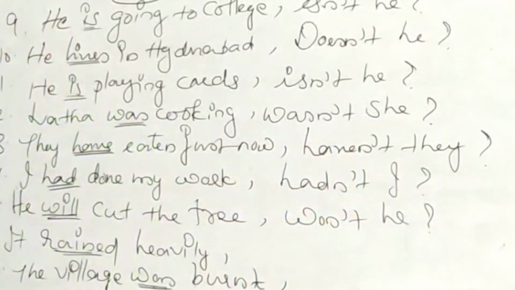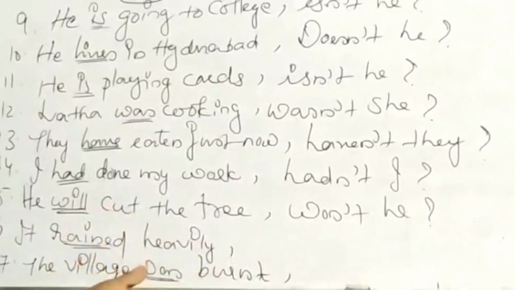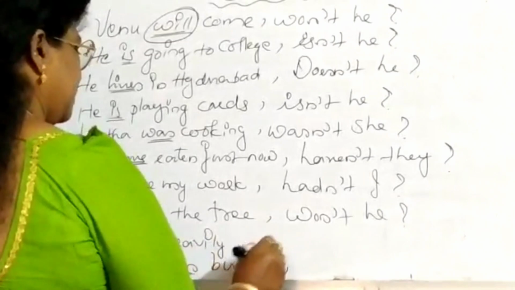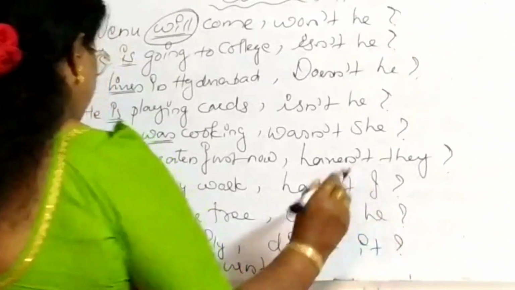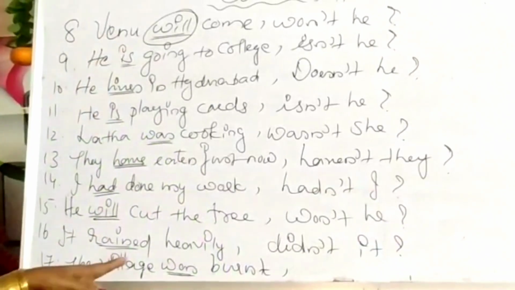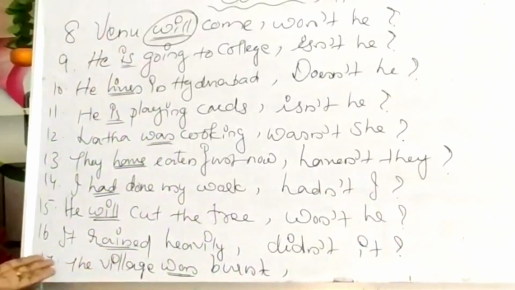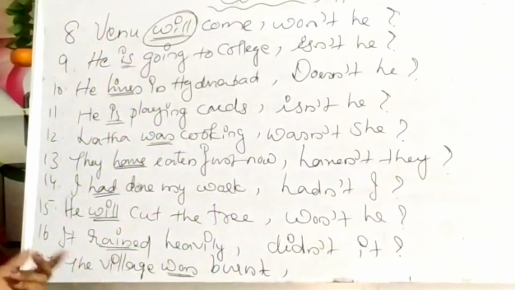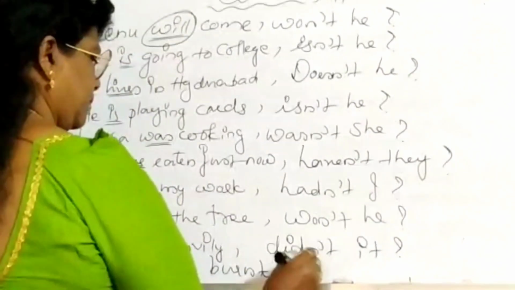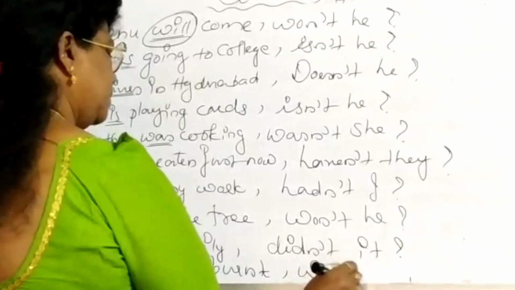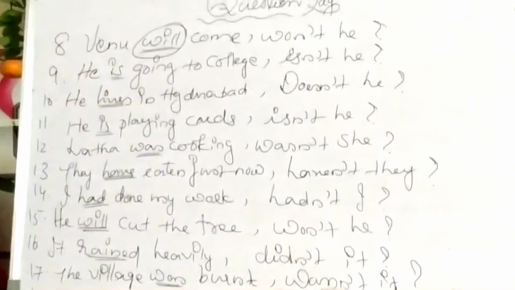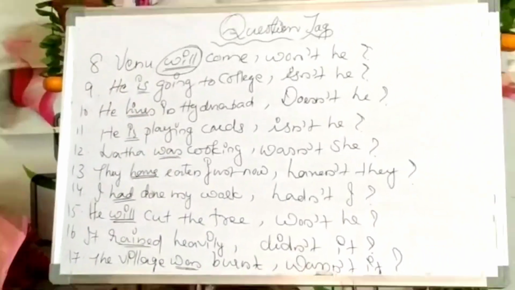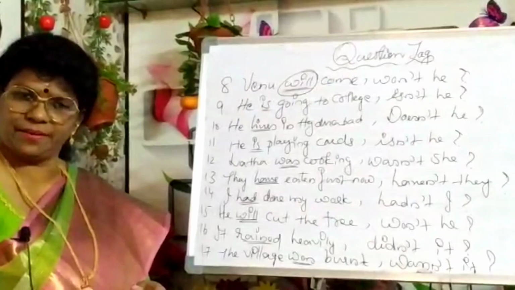It rained heavily. Rained, we have to break it. Did plus rain? Rained. Didn't it? The village was burned. Wasn't it? Okay. These are the exercises. Go through and learn well.